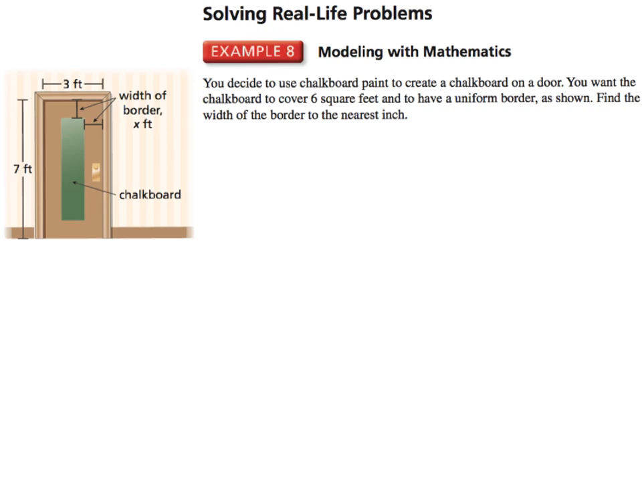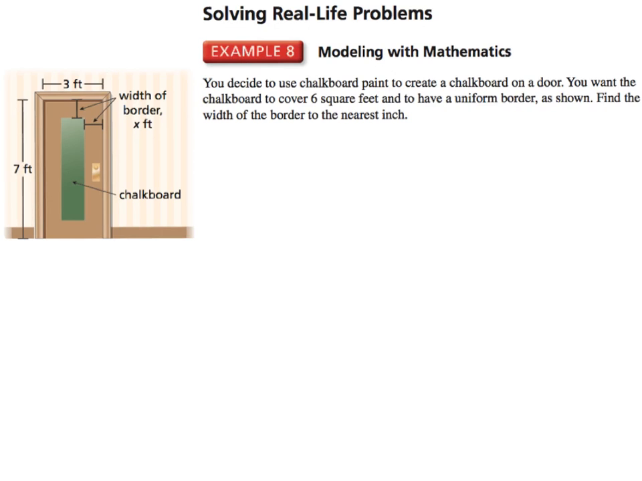Here's another example, example 8. You decide to use chalkboard paint to create a chalkboard on a door. You want the chalkboard to cover 6 square feet and to have a uniform border as shown. Find the width of the border to the nearest inch.